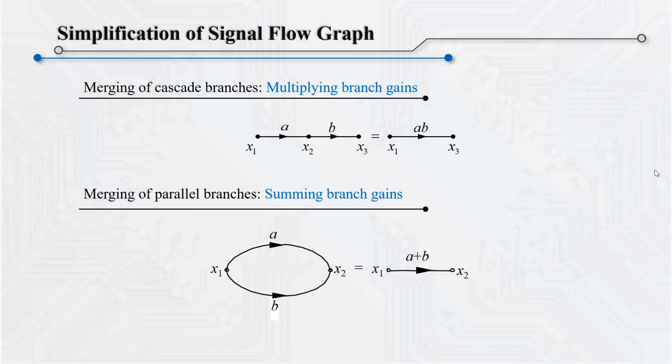Now, let's look at the ordinary way to simplify a signal flow graph. There are a few rules in signal flow graph simplification. The first one is the merging of cascade branches. The gains of cascade branches are multiplied. For example, the equivalent branch gain of the cascade branches A and B is the product of A and B. The next rule is the combination of parallel branches, in which their gains are summed. For example, the equivalent branch gain of the parallel branches A and B is A plus B.